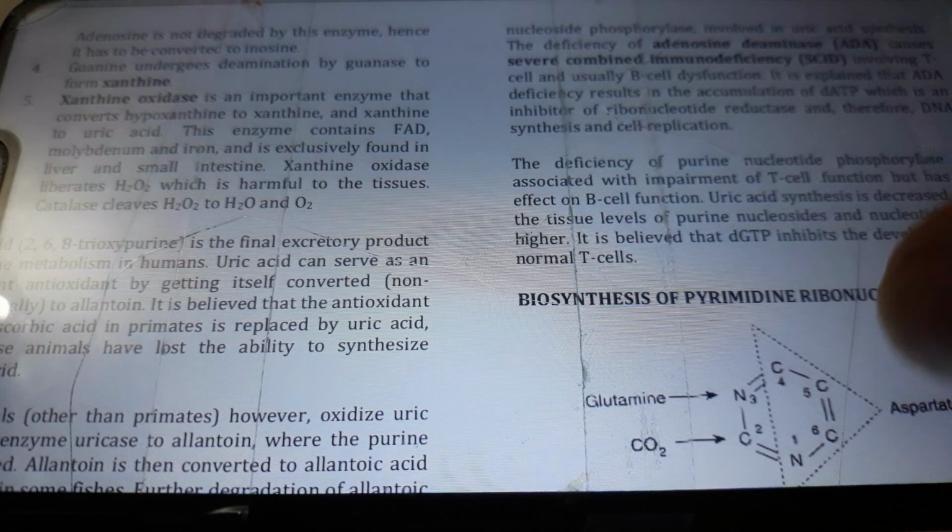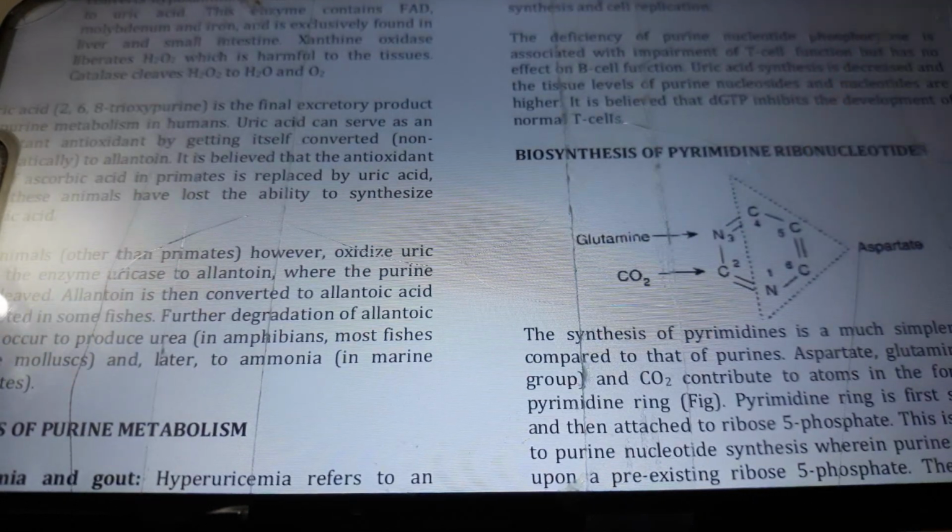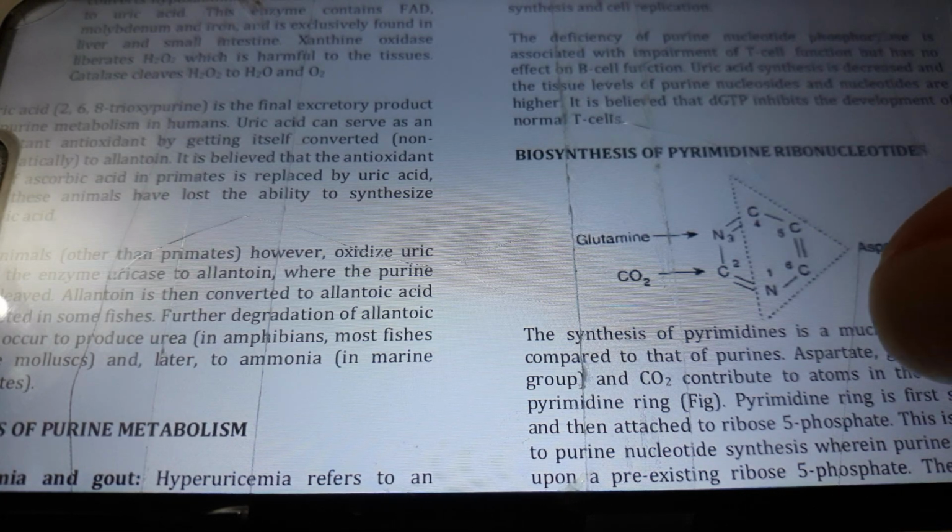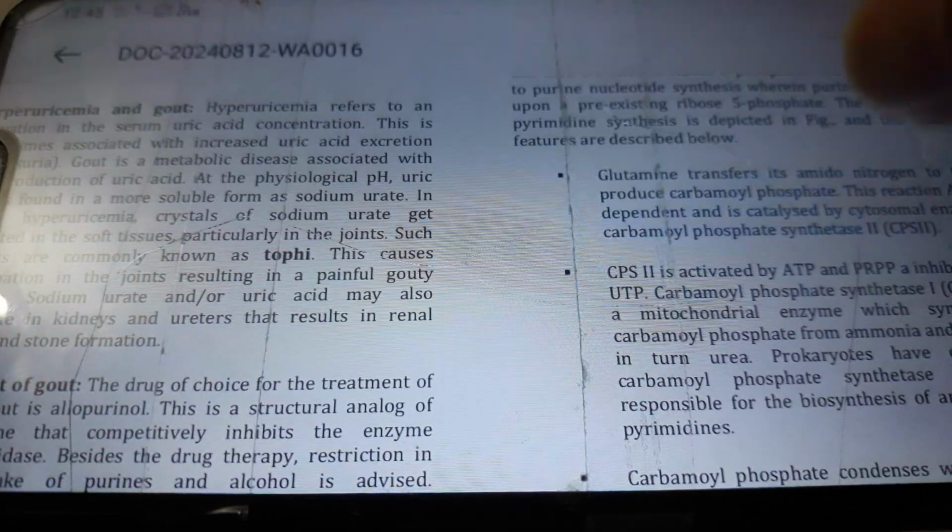The deficiency of purine nucleotide phosphorylase is associated with the impairment of T cell function but has no effect on B cell function. Uric acid synthesis is decreased and the tissue levels of purine nucleosides and nucleotides are higher. It is believed that the dGTP inhibits the development of normal T cells.